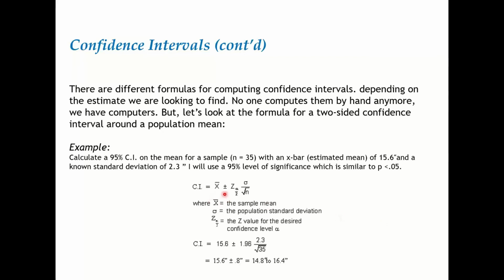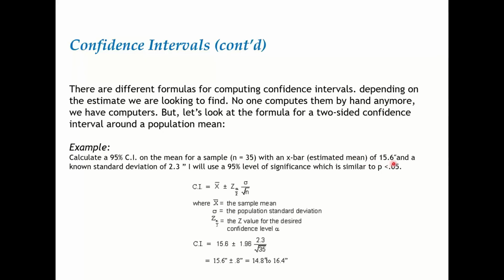So here's our little formula again. X bar is our sample mean, and our standard deviation is up here. Sometimes you'll see an S; here we have the sigma. The z alpha over 2 here would be 1.96 because it's a two-sided test. We have a sample size of 35, and an estimated mean of 15.6 inches.